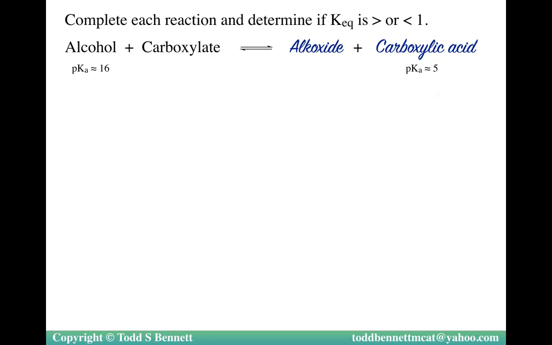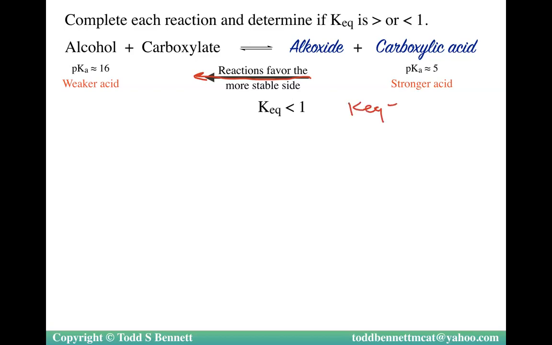So 16 and 5 I went with. 5 minus 16 is 10 to the minus 11, highly unfavorable. Weaker acid on that side, stronger acid over there. We go from the side of stronger acid to weaker acid. So K equilibrium less than 1, and specifically K equilibrium is approximately equal to 10 to the minus 11, highly unfavorable.